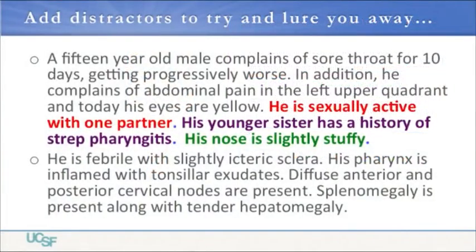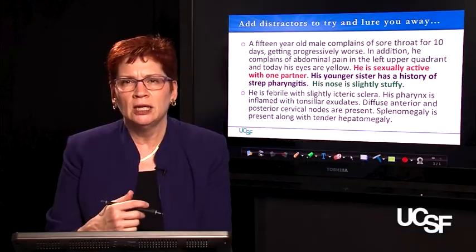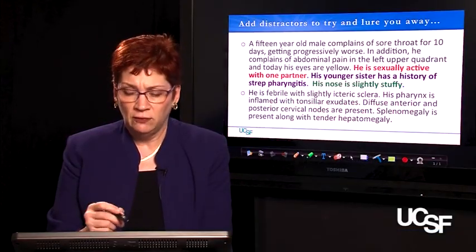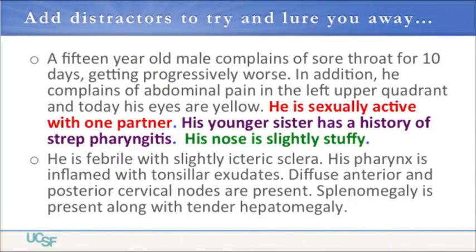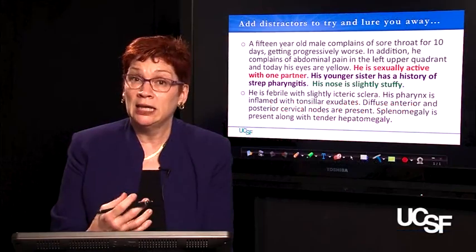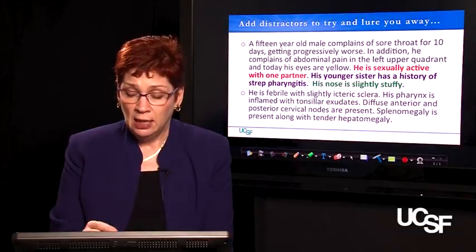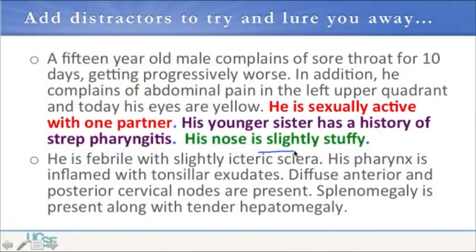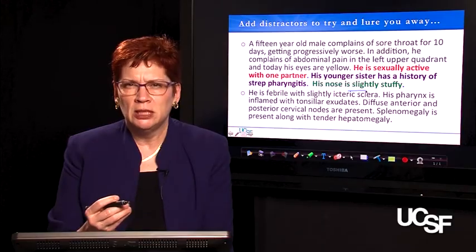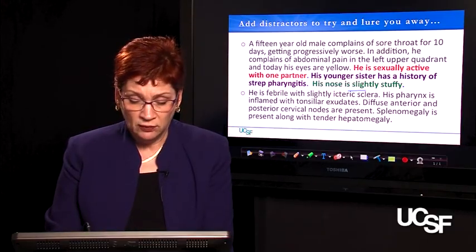He's sexually active with one partner. Okay, so we want to give him a history that might be compatible with acute HIV. His younger sister has a history of strep pharyngitis. Well, now he's got an exposure history, right? And his nose is slightly stuffy. That might make you think, well, maybe this is just a viral upper respiratory tract infection.